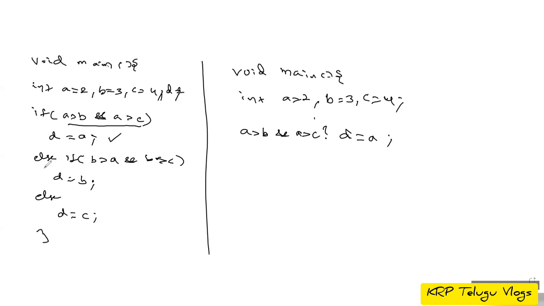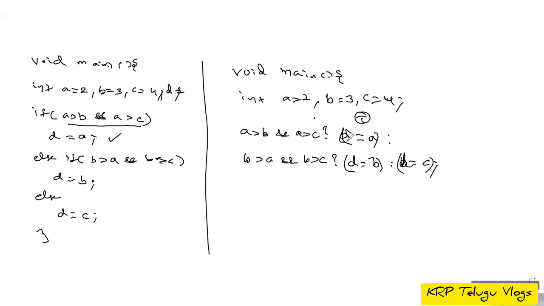Else, what will we do? We will go for this statement. So this is the colon. This is the true part. What is the false part? The false part is b greater than a and b greater than c. This entire thing is the false part. For this one, d is equal to b is the true part and d is equal to c is the false part. So this is how you need to give it. You have to give this in brackets.